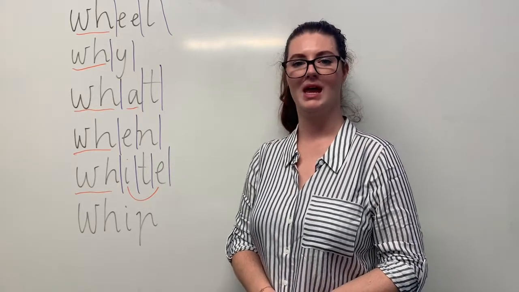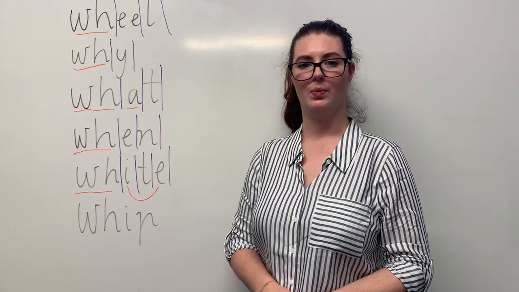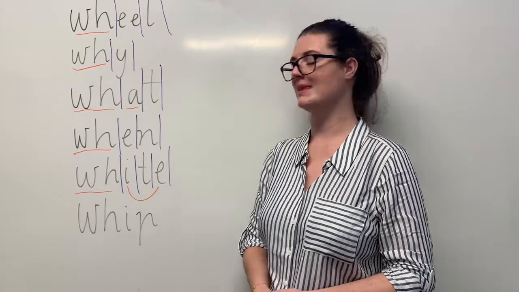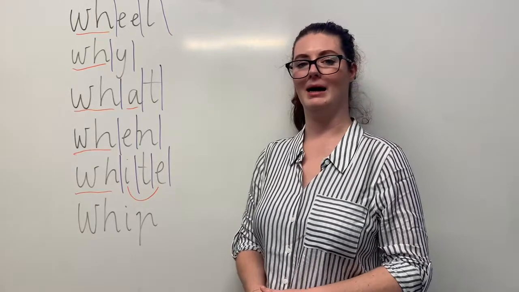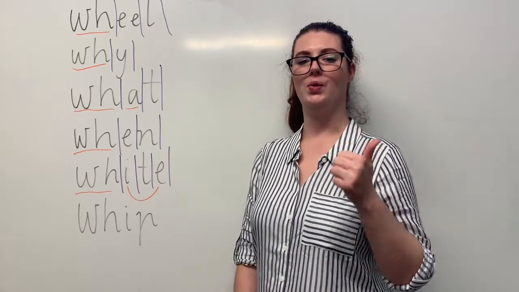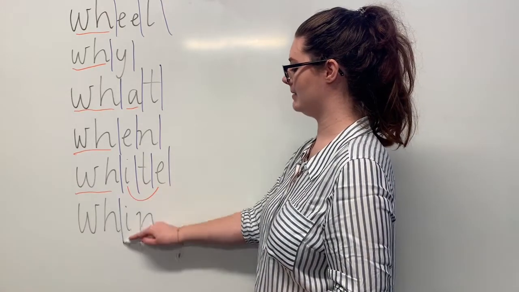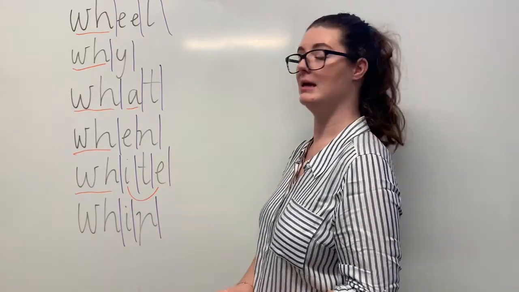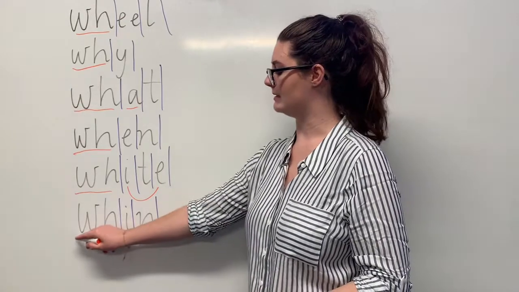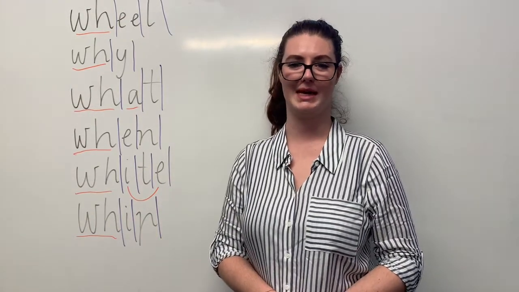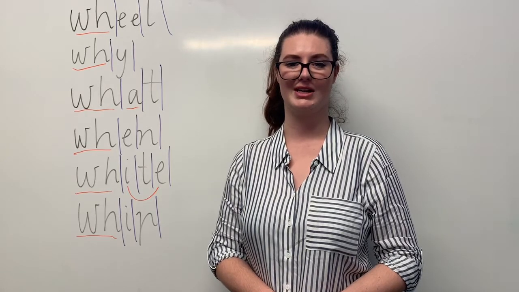Say whip. A jockey uses a whip to hit the horse in a horse race to make it run faster. The sounds in whip are, together, W, I, P. The letters in whip are W-H-I-P. The part that we need to remember is the WH digraph making the W sound. Can you teach it to me? Whip. W-H-I-P.